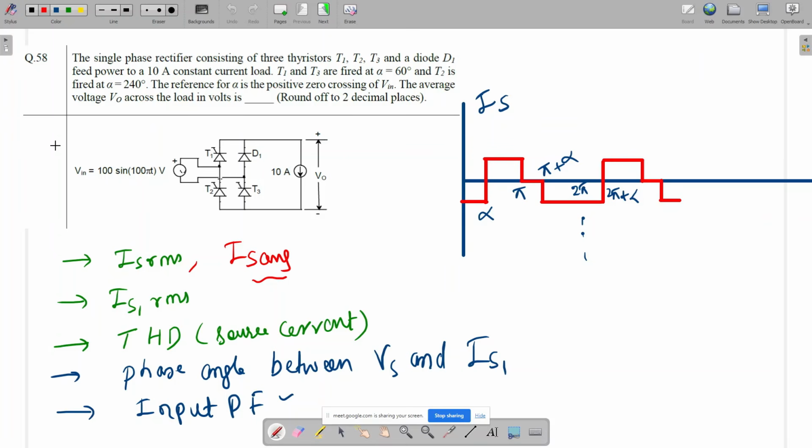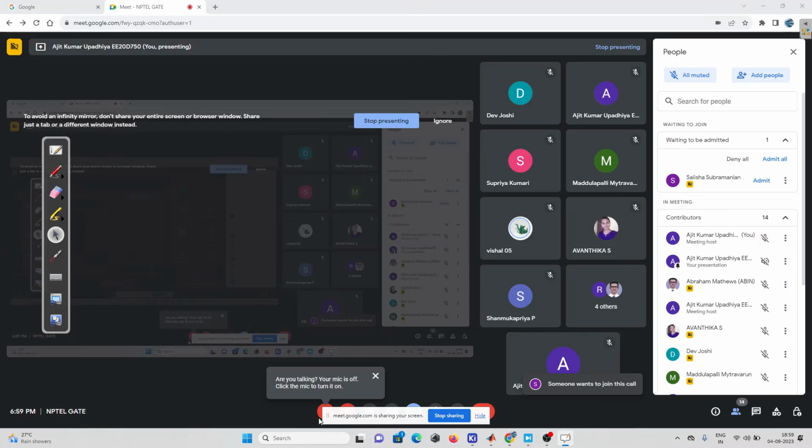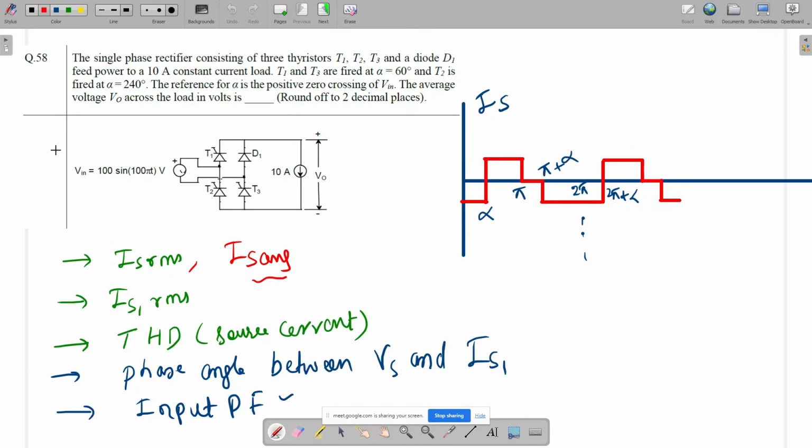Screen is visible to all. Hello. Screen is visible to all. Can anyone confirm? Yes, sir.